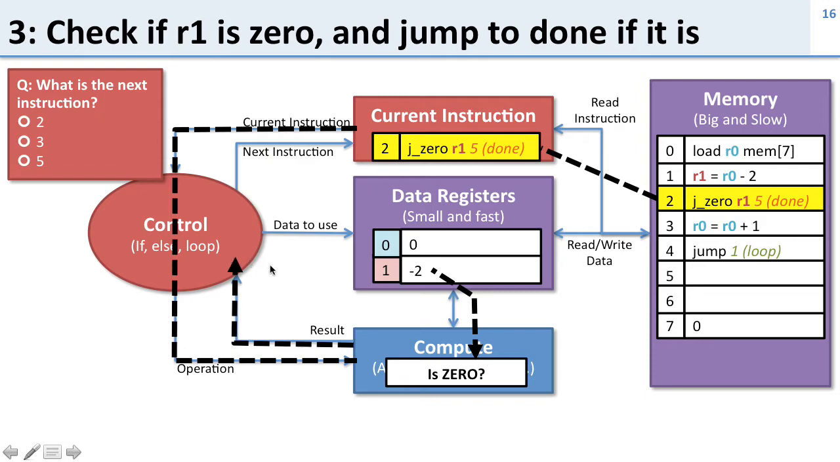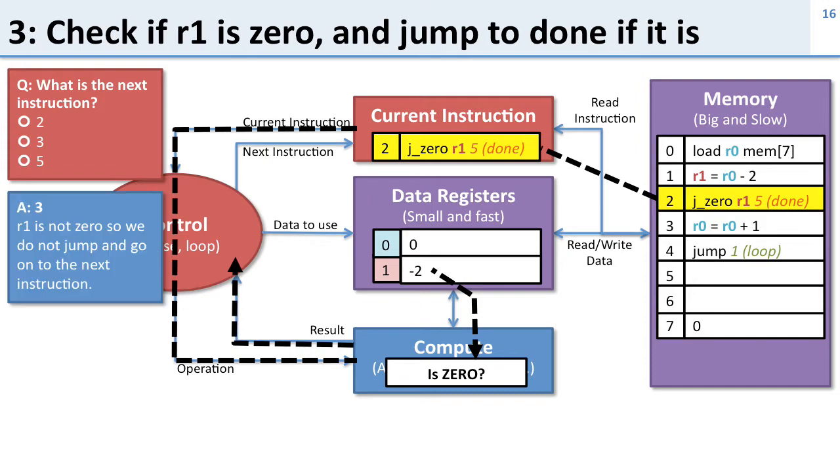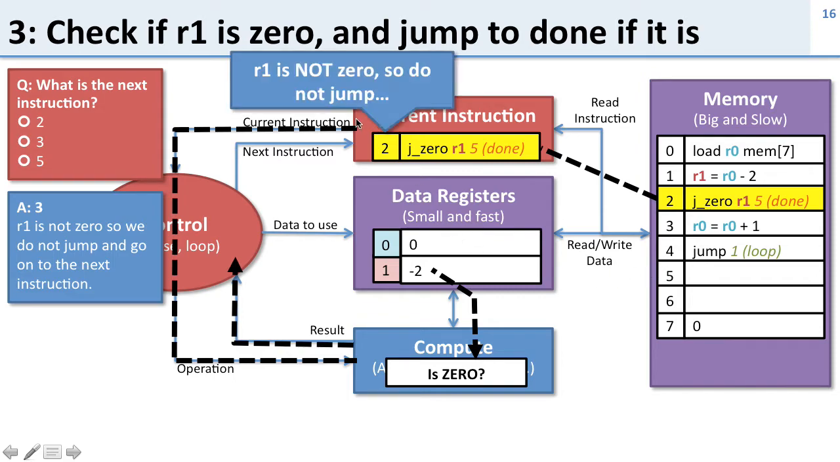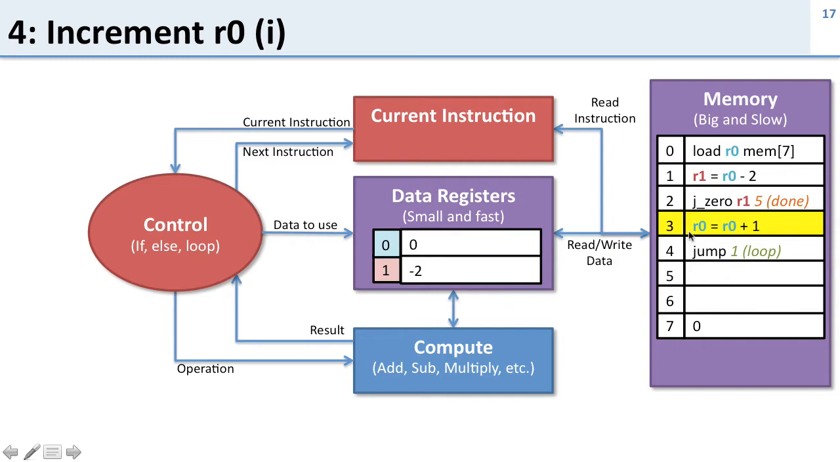So what's the next instruction that's going to be executed here? Well, the next instruction is going to be 3 because R1 is not 0. And so when we check this 0, it's going to be not 0, and we're just going to go on to the next instruction and not do the jump. So R1 is not 0, so we don't jump, and the next instruction is just going to be instruction 3.